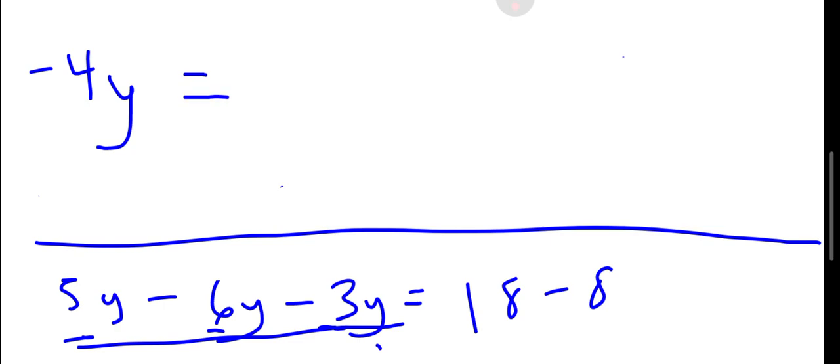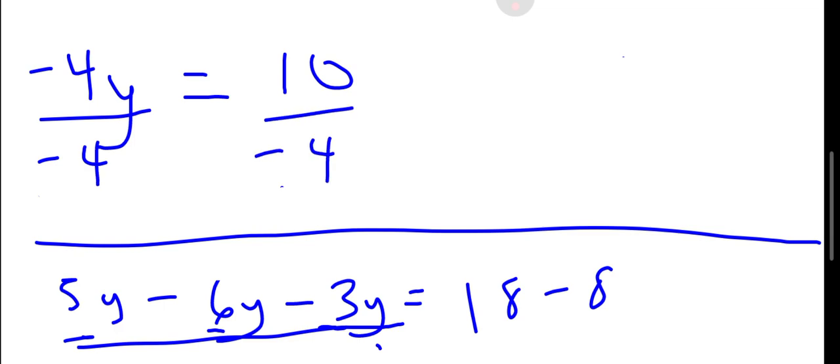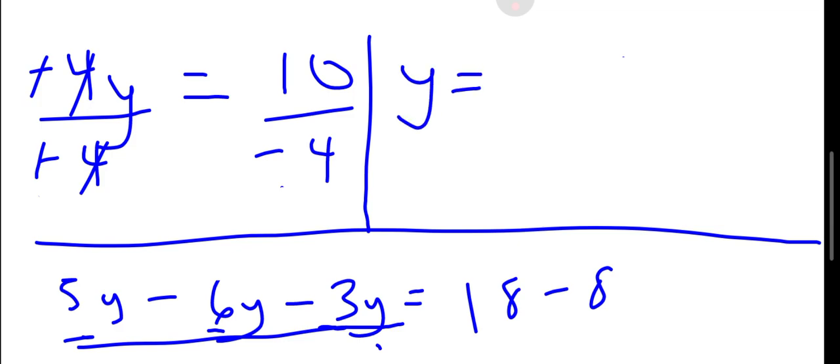So 18 minus 8 will give us 10, right? So y is still not standing alone. So what we do is that we divide both sides by the coefficient of y, which is here negative 4. So we divide here by negative 4 and negative 4. So let's continue on the equation here. So negative will cancel negative, 4 cancels 4. So 10 divided by 4, so y is equal to what?